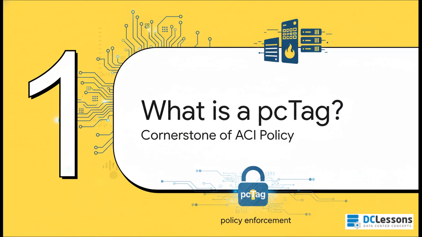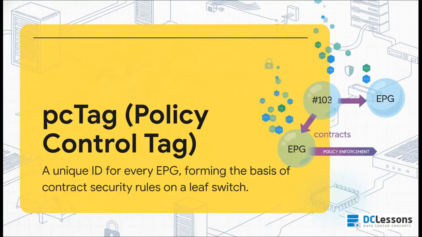Seriously, the entire ACI security model is built on this one simple but powerful concept. If you can understand the pcTag, you're well on your way to mastering ACI policy. So what is it really? Well, a pcTag, and you might also hear it called a class ID or an S-class, is really just a number, a unique ID. Every single time you create an EPG, the APIC assigns it one of these numbers. Think of it like an identity card for that EPG inside the fabric.